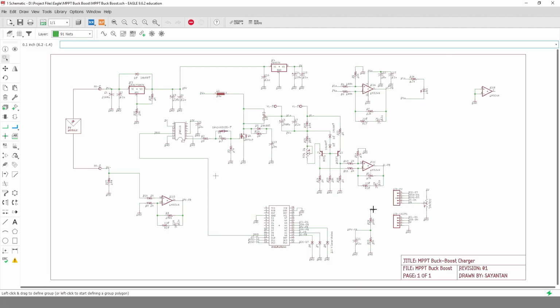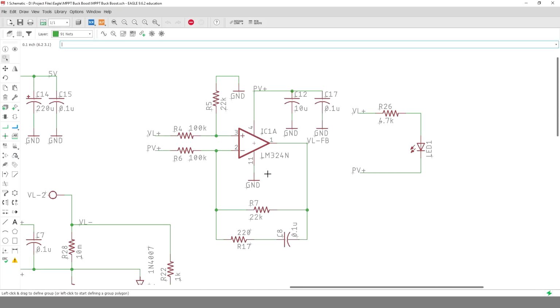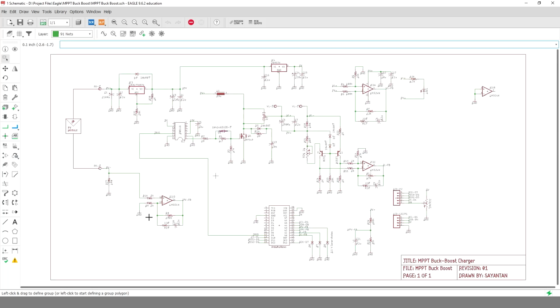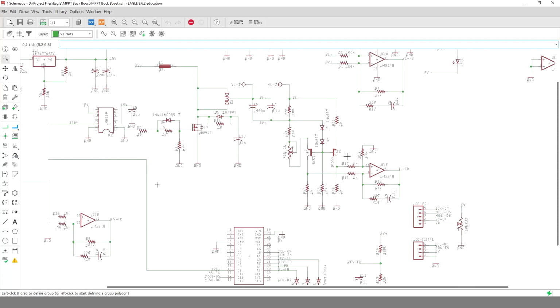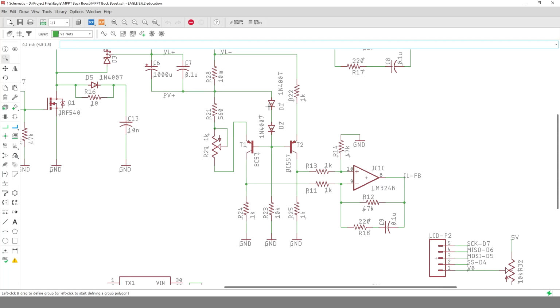For DC-DC conversion, I have used a buck boost converter here. The duty cycle is controlled by the Arduino itself. This op-amp configured in differential mode is used to feed back the output voltage, but sensing the output current wasn't that easy, and that's why I had to use these two PNP transistors. Diodes D1 and D2 are used to bias them with a fixed emitter current.